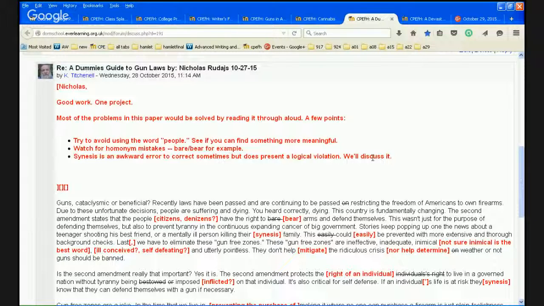An example of synesis would be, let me see if I can get this one straight. If you had an injunction, an order: everyone in this class is to have their pencil handy. That is an example of it.